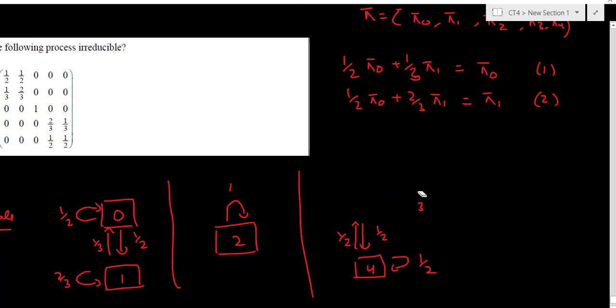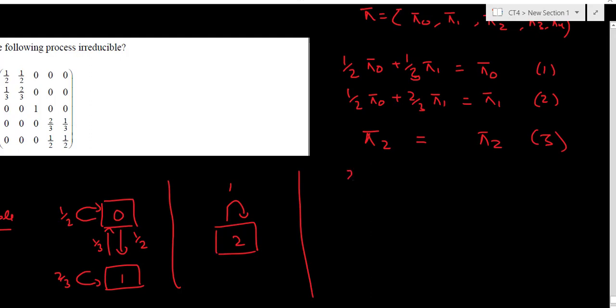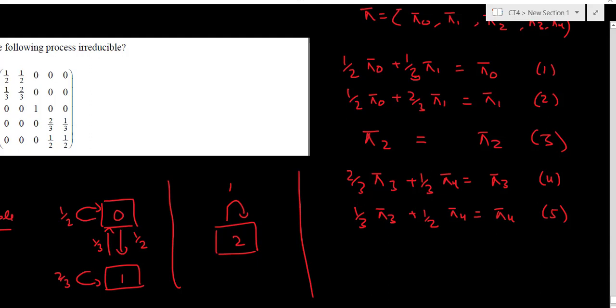So if we try to see the other equations, the third one would be, if I check it, pi 2 is equal to pi 2, and the fourth one would come out to be 2 by 3 pi 3 plus 1 by 3 pi 4 is equal to pi 3, and the last one would be 1 by 3 pi 3 plus 1 by 2 pi 4 is equal to pi 4. This is the fifth equation that we have.